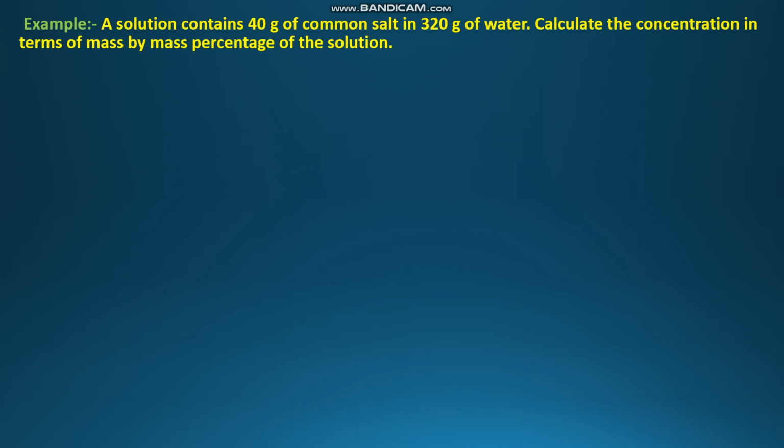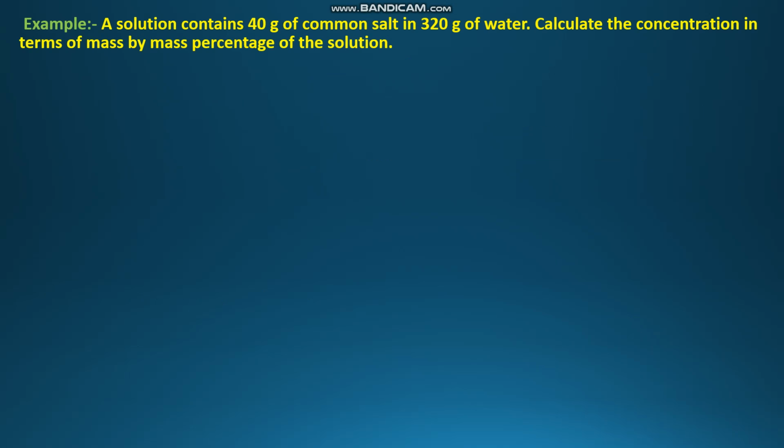Let us see an example of how to solve this problem. A solution contains 40 gram of common salt in 320 gram of water. Calculate the concentration in terms of mass by mass percentage of the solution. So, when we are going to solve a problem, what do we do first? Always we write the given data. Which is the solute and which is the solvent here? Common salt is dissolved in water. So, common salt is the solute and water is the solvent.